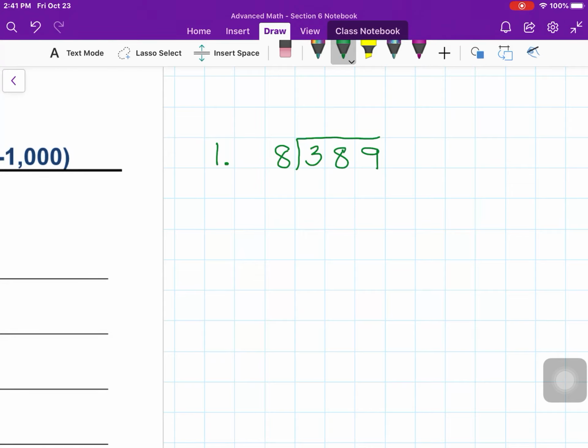And remember our "Does McDonald's serve cheeseburgers?" That always helps us out. So the first thing we ask ourselves, we divide and we decide how many times does 8 go into 3? Well, it can't, but it can go into 38. So how many times does 8 go into 38? It goes in there 4 times. Make sure that we put the 4 above the 8 because it didn't go into 3, it went into 38.